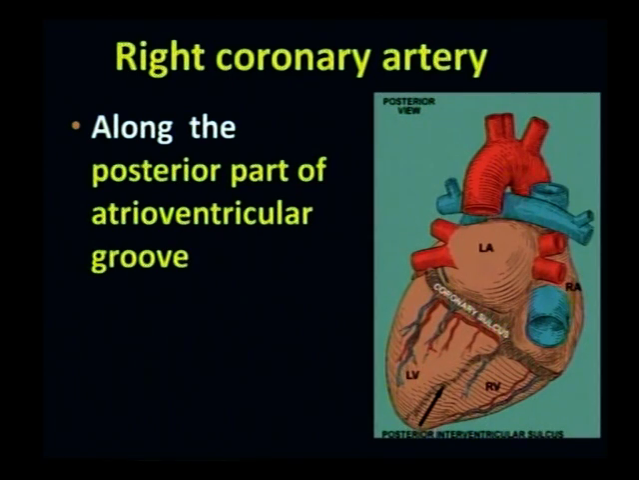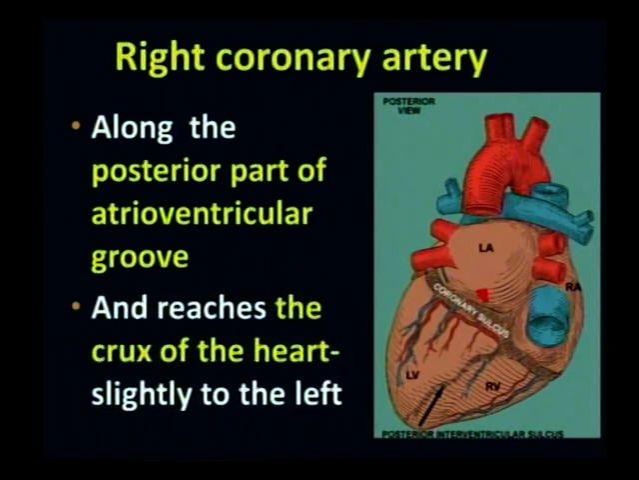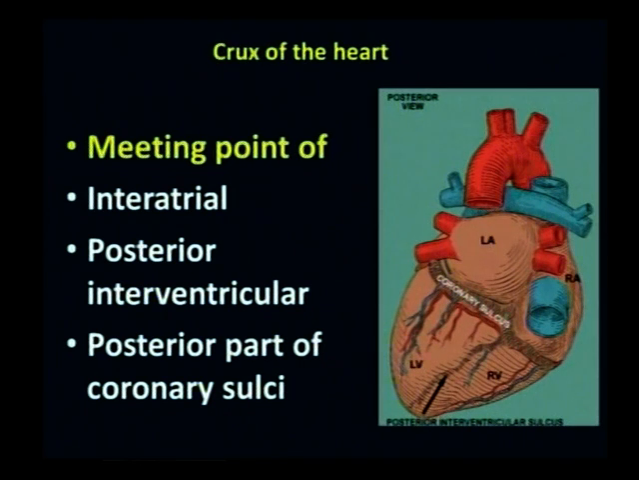So, after winding around the inferior border of the heart, it reaches the posterior part of the AV groove and reaches the crux of the heart, slightly to the left. We should know what the crux of the heart is. I think most of the students will be familiar, but I will tell its importance. The crux of the heart is the meeting point of the interatrial, posterior interventricular, and posterior part of the coronary sulci.